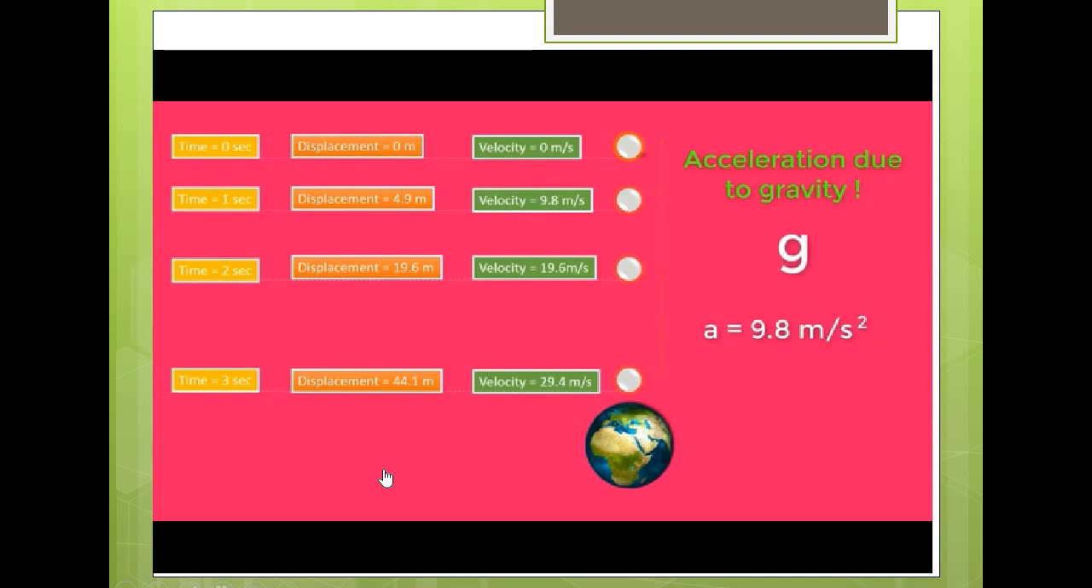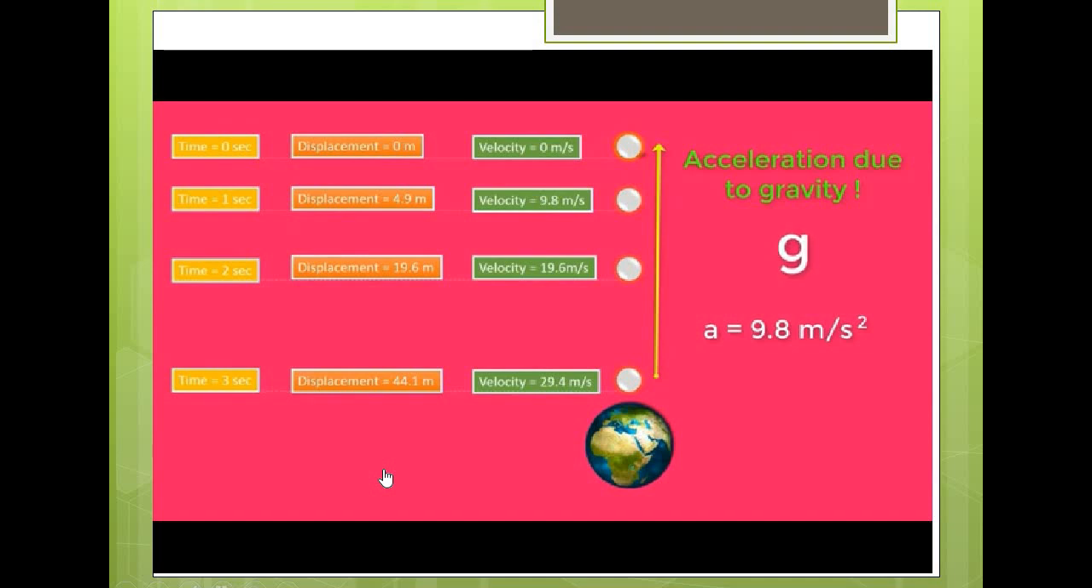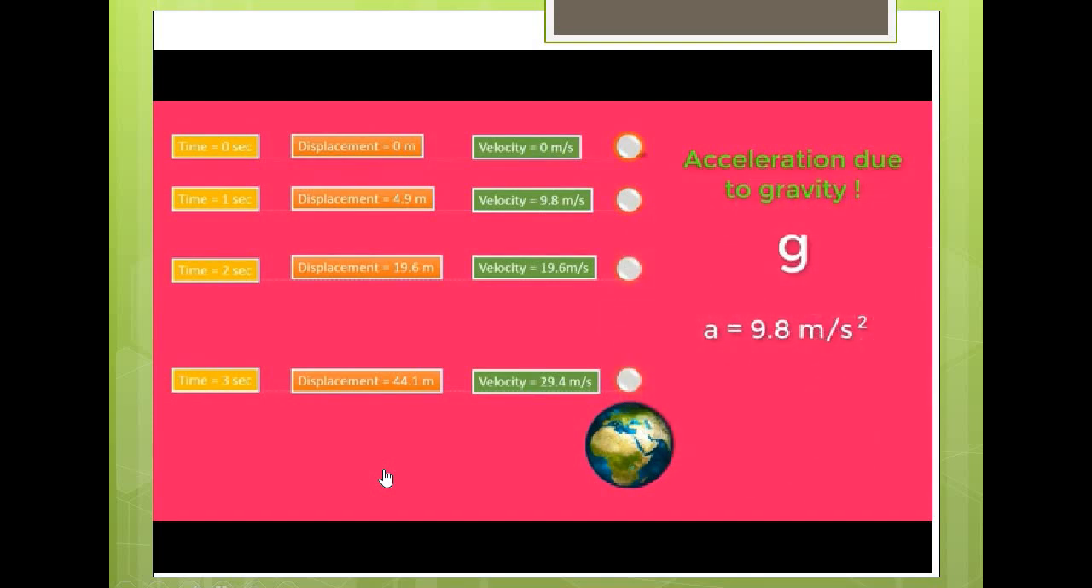At last, let me ask you some tricky questions. If I throw a body in upward direction, what will be its acceleration at the peak point? I know that if I throw a body with initial velocity of 29.4 meter per second in upward direction, after 3 seconds, its velocity will be 0 meter per second. Thus, at the peak point, the velocity of a body is 0 meter per second. But still, its acceleration is 9.8 meter per second square.